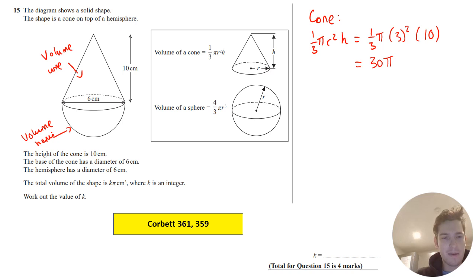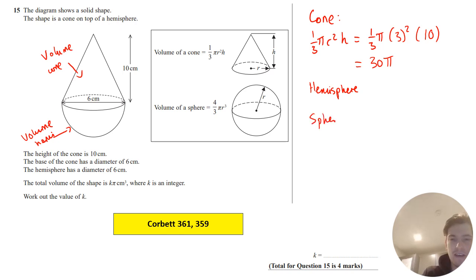Okay, now the hemisphere, a little bit harder. There's two things that you could do here. One thing that you could do is work out the volume of the sphere first. So the volume of a whole sphere would be 4/3 pi r cubed, and then I'm going to divide that by 2, because I've only got half of it.